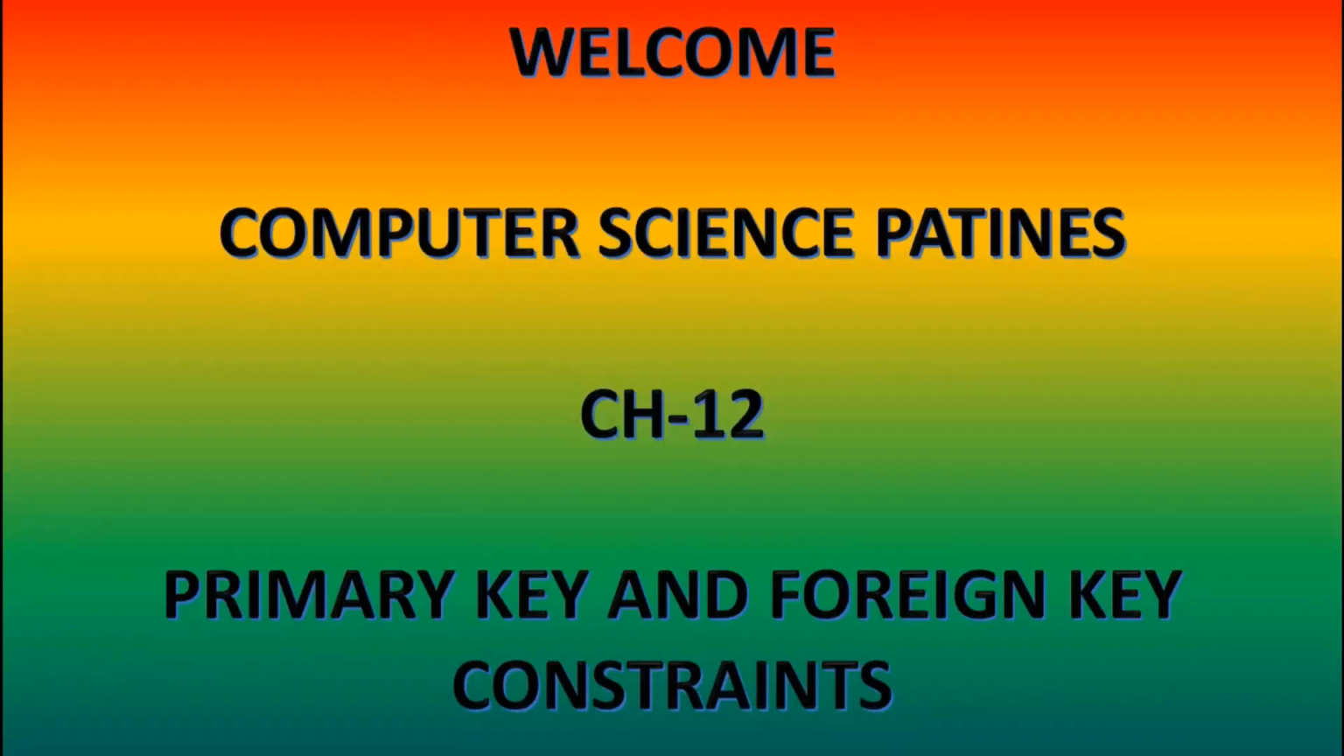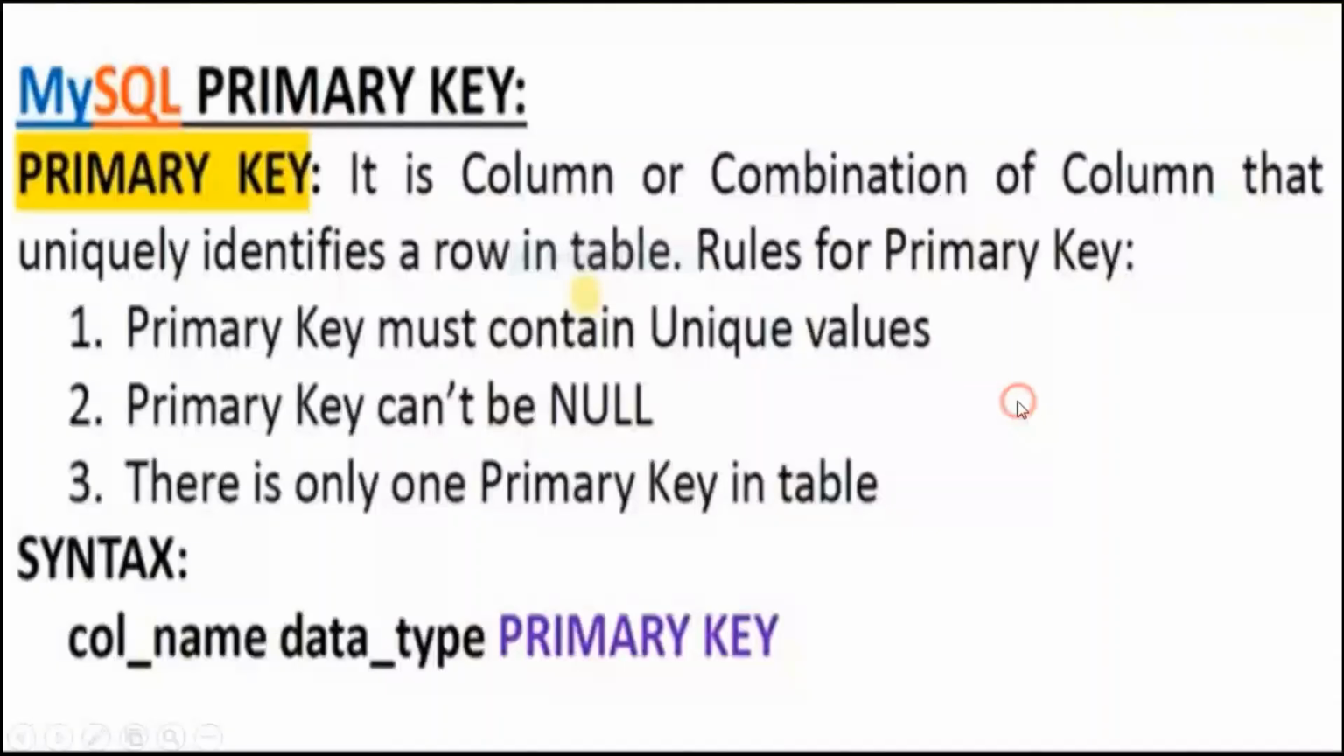Welcome, Computer Science students. We were reading chapter 12. Yesterday we discussed topics related to constraints. So today we will be focusing on primary key and foreign key constraint. So let us start it.